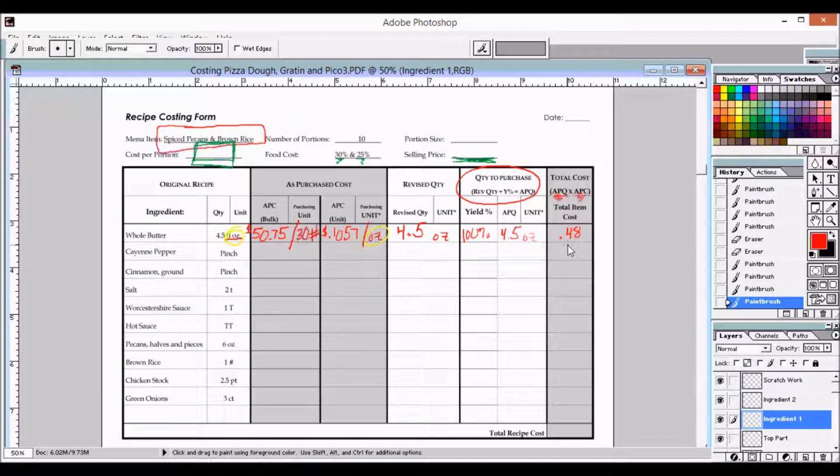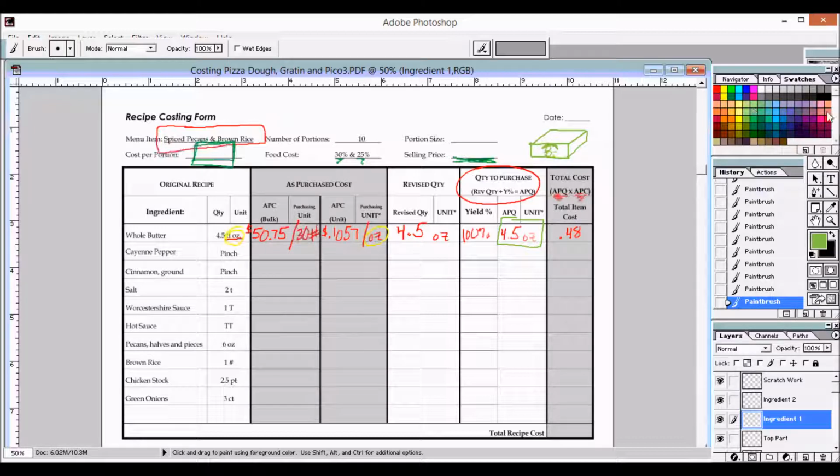Now, a lot of times students ask me about this APQ, this as purchased quantity. Like, who in the world is going out and just buying 4.5 ounces of butter? That's just the most ridiculous thing I've ever heard of. The grocery store won't let you do that. So what I want you to think about is, say in your storeroom, you've got this big case of butter in the back. So here you go. Here's your butter. Here's the Land O'Lakes lady right there. She's sitting there. There's your butter.